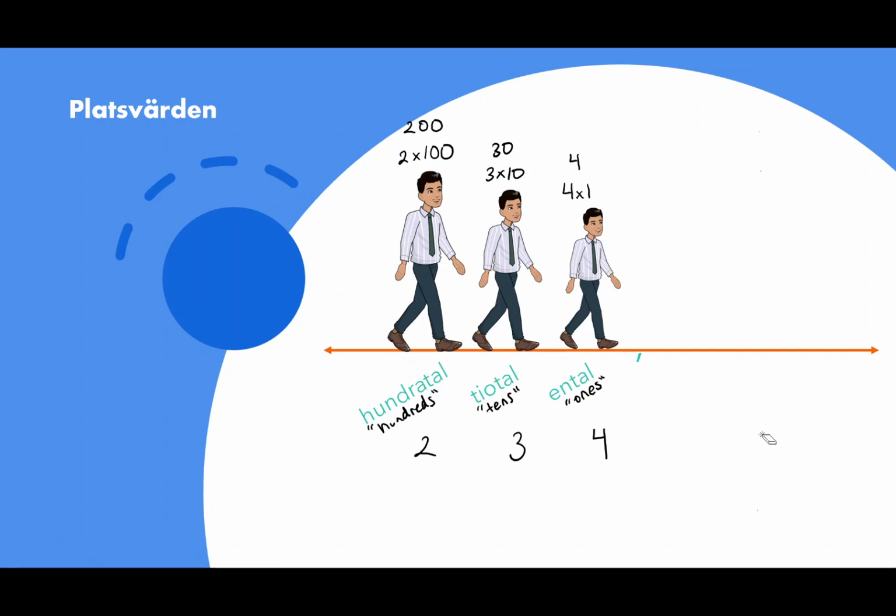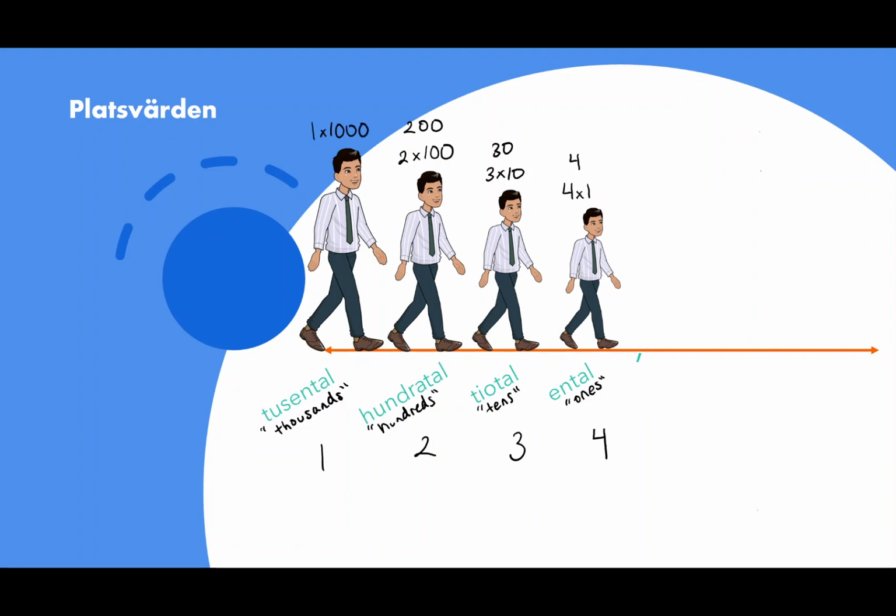And our tusental, which is our thousands group. In this case now we have 1 group of 1,000. So these are the place values to the left of our decimal. If this is our decimal, these are the numbers to the left. Let's look at the numbers on the right side of the decimal.